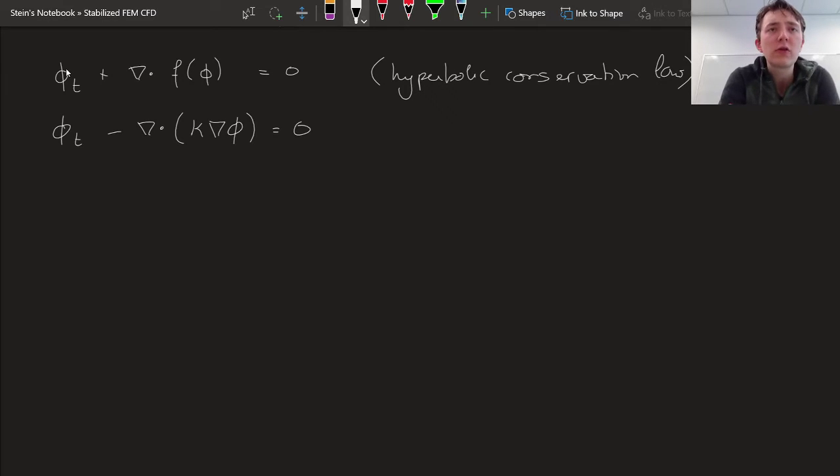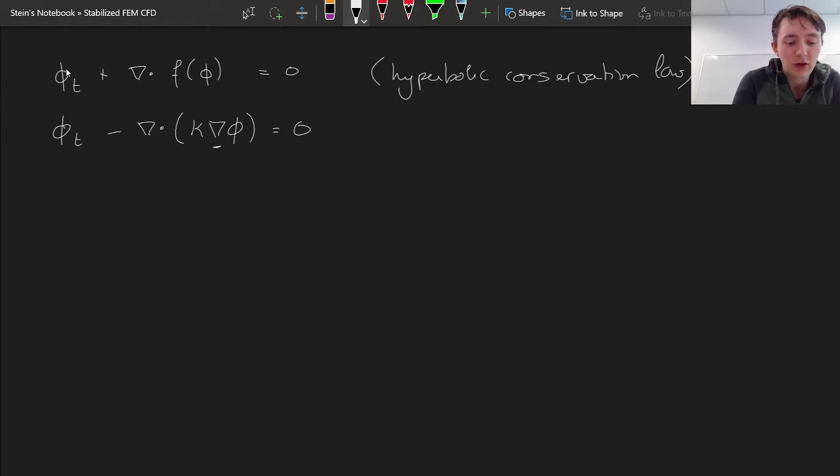Now, we do see some similarities here. We have the same time derivative, and then we have this divergence term. And this divergence term made this a conservation law. So also the heat equation is a conservation law. Now, it's not hyperbolic, and the reason for that is precisely this other derivative operator.